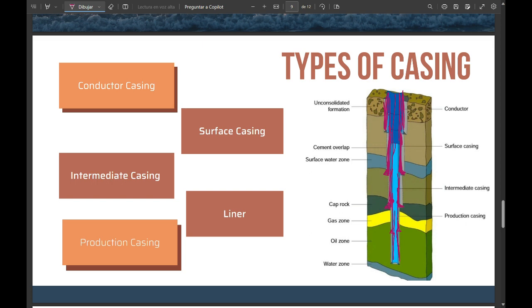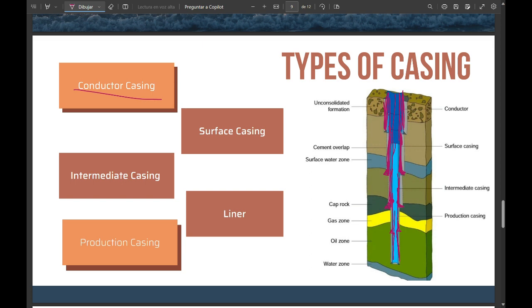So the conductor casing is the outermost casing set in the well, okay? So it has a large diameter, and it's installed to prevent the sides of the borehole from caving in. The conductor casing is not typically cemented in place, and is used to support the weight of the drilling rig, okay?